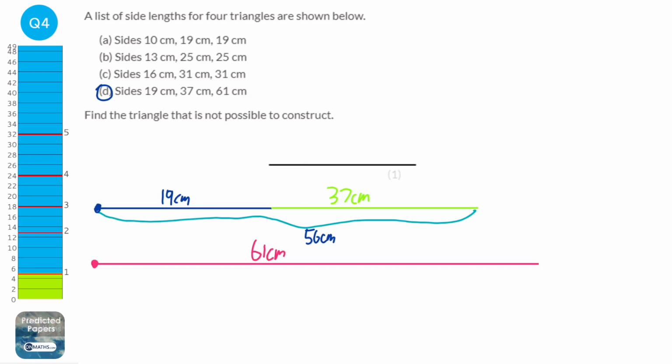They just won't ever reach that bit to be able to create the triangle. And I'm just going to put that back. So our answer is option D.